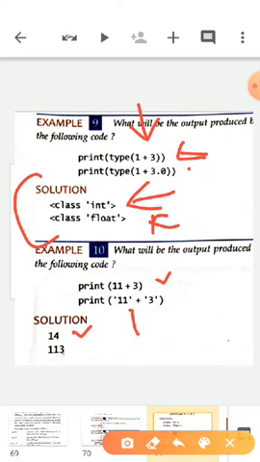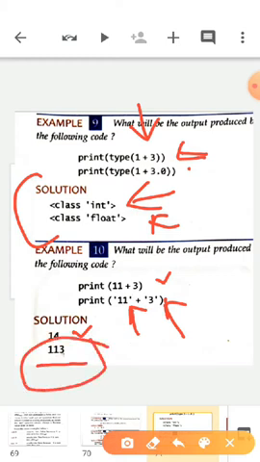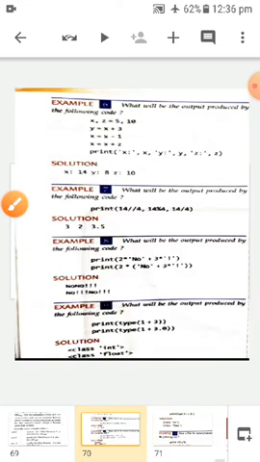Now '11' is a string and '3' is also a string. When two strings use the arithmetic operator of addition, they concatenate. Concatenate means they come together. See, 11 and 3 come together, it represents like 113. Getting my point? Now let's solve these questions.